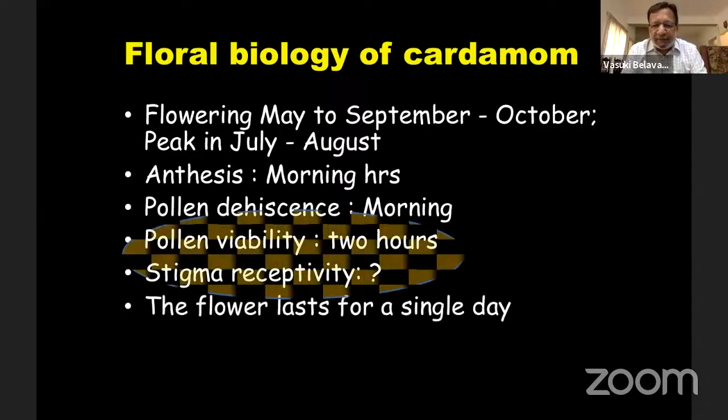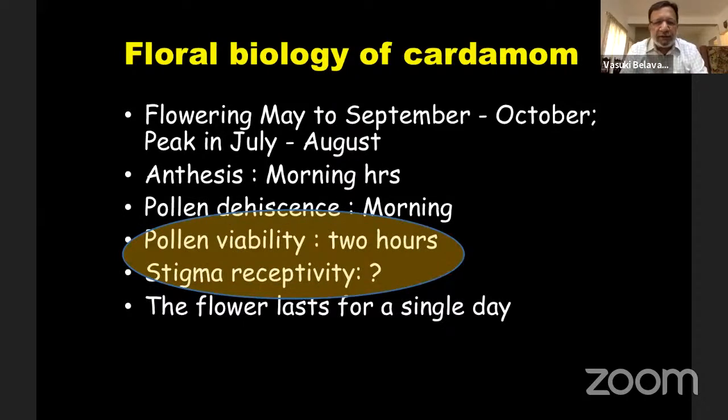The flower lasts for a single day, and the important question here was the pollen viability was 2 hours. If the pollen viability is only 2 hours, and if the pollen dehiscence is in the morning, that means if the anther dehiscence occurs, let us say at 7 o'clock in the morning, it should get transferred before 9 a.m. And during that time, the pollinator, the bees, should be active, the bees should be visiting. So this was a serious problem that we had, because we did not see much activity before 10 o'clock, before 9 o'clock or so. So we wanted to look into the details about this.